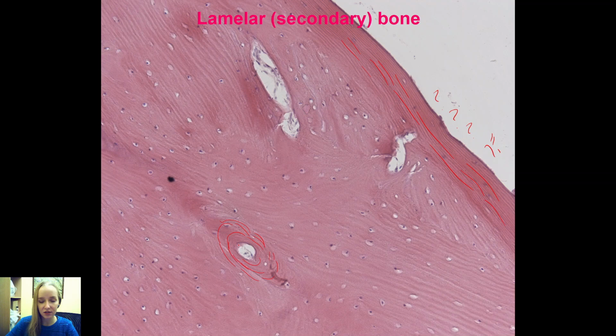And lamellar secondary bone is forming something called osteons. So this is, for example, an osteon or a Haversian system. We're going to have a look at it. It's just some kind of canal in the center, and around it we can see these concentrically arranged lamellae, and together they are creating osteons right here.